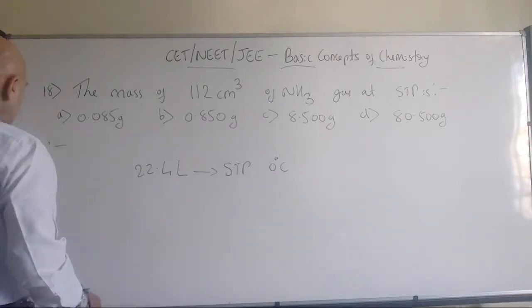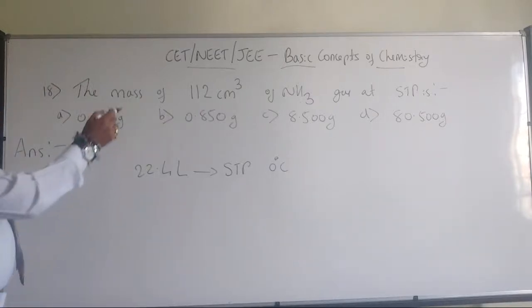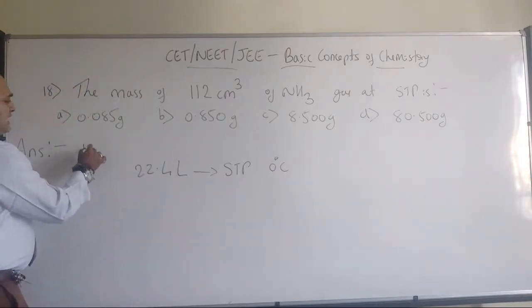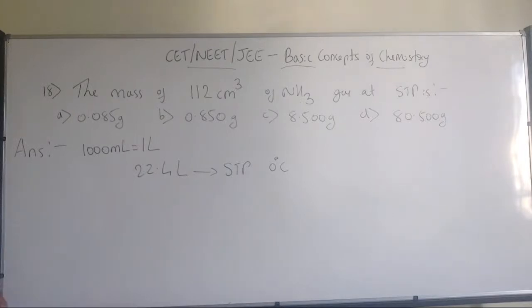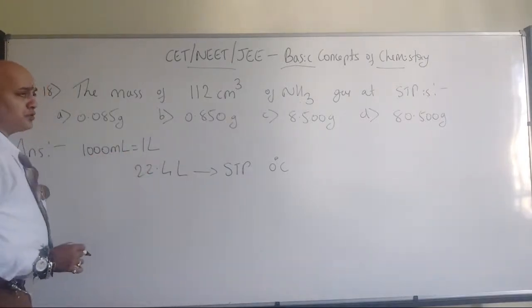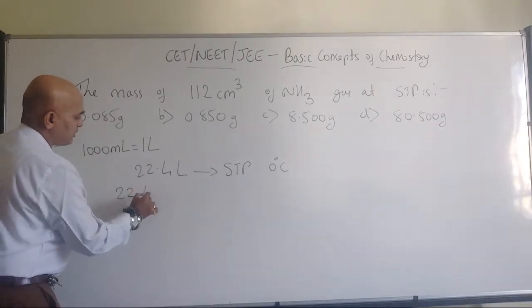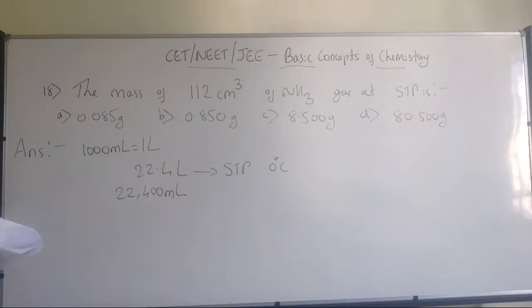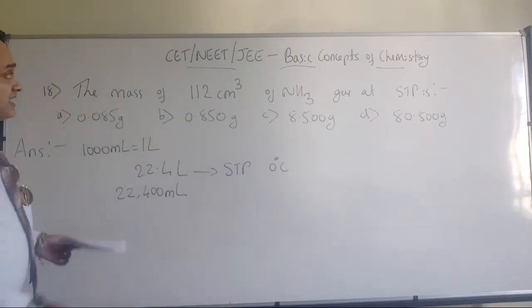So according to that, liter can be converted into ml, right? Since they have given in centimeter cube, I can convert this one into ml, because 1000 ml is equal to 1 liter. That is the information we know. So in that case, 22.4 liter will become 22,400 ml. All of you will agree? Now, ml can be written as centimeter cube.